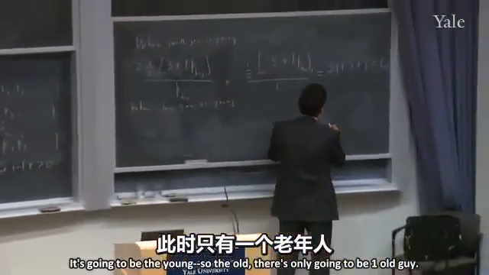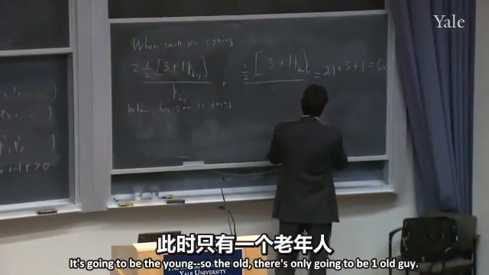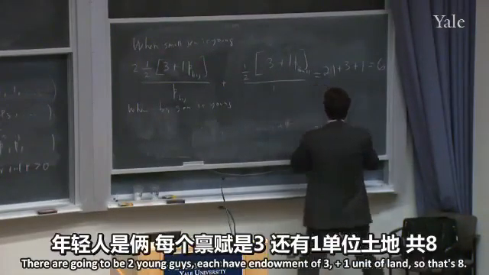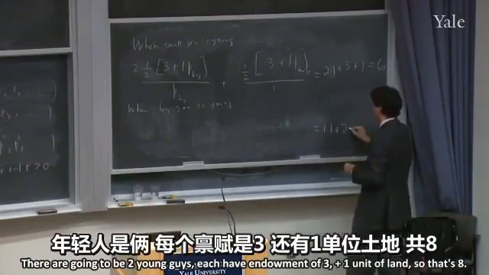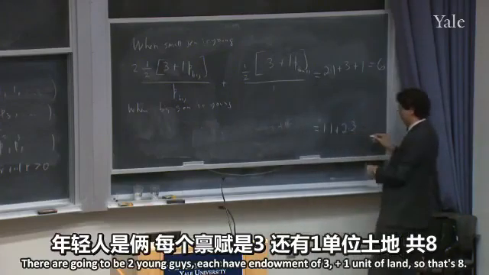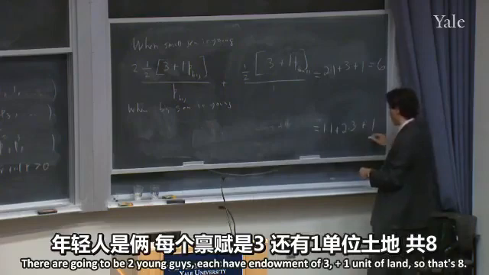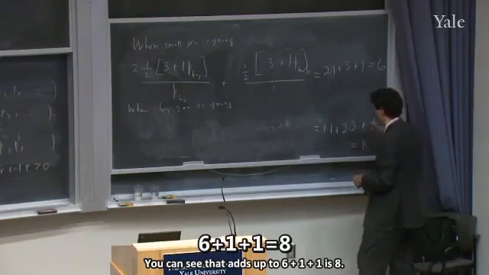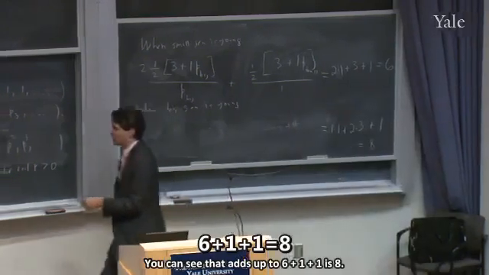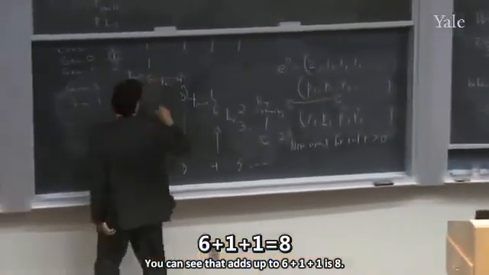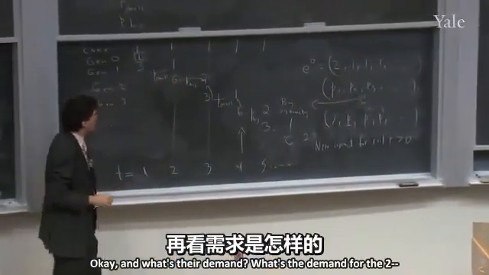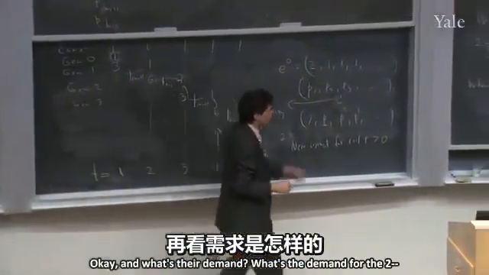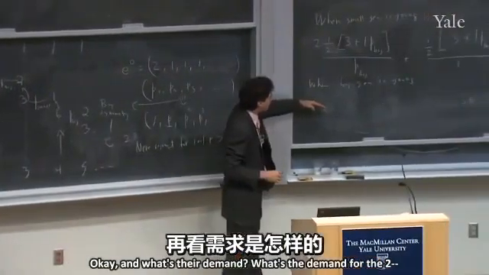It's going to be the young. So the old, there's only going to be 1 old guy. There are going to be 2 young guys, each have endowment of 3, plus 1 unit of land. So that's 8. And you can see that adds up to 6 plus 1 plus 1 is 8. Okay, and what's their demand? What's the demand for the 2?